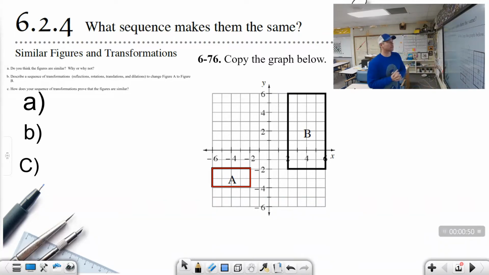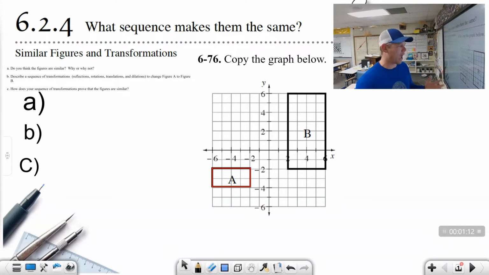So notice 6-76. Copy the graph below. You have this in your math notebook. Please notice that you have lines off to the right-hand side. We have a couple things that we have to do. Question A, do you think the figures are similar? Similar means that they follow a pattern, right?